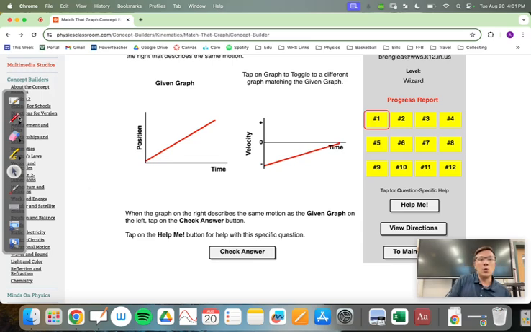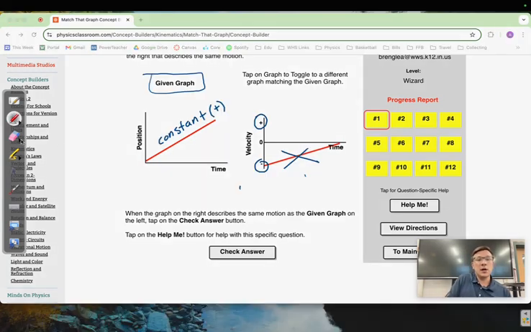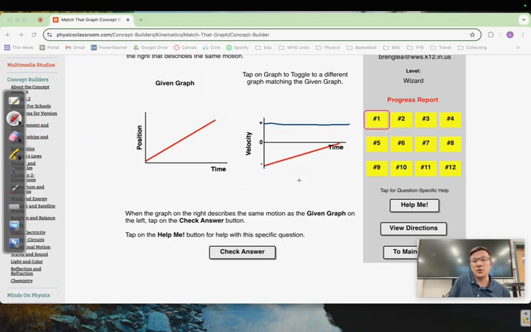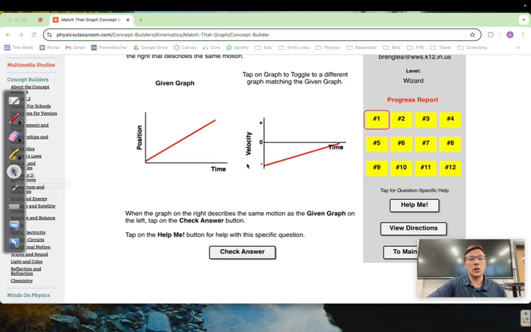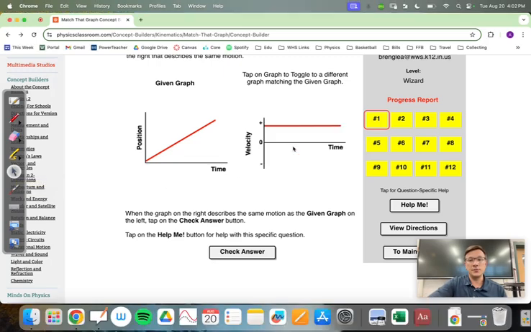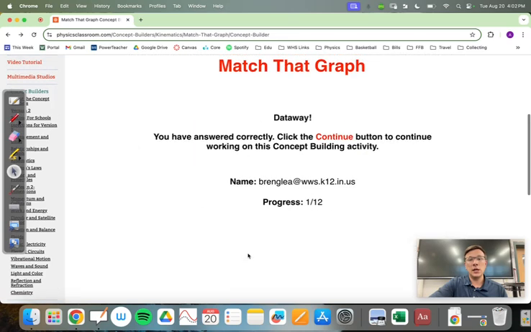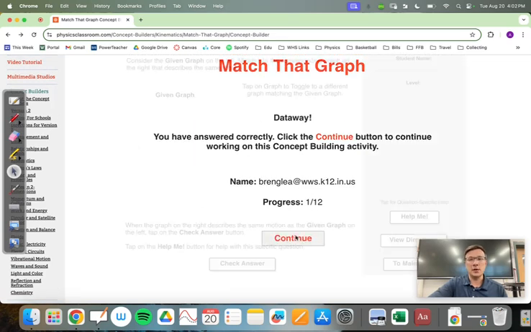Now, I am looking for a constant and positive velocity, which means I'm looking for one that looks like roughly this. It should be a horizontal line on the top half of the graph, unchanging velocity. It's on the positive side. That's what we want to find. So let's go find it. Oh, there it is right there. So this looks like the graph that we want. We check our answer and we get it right.